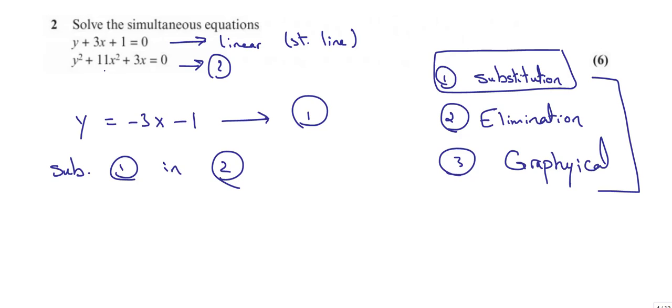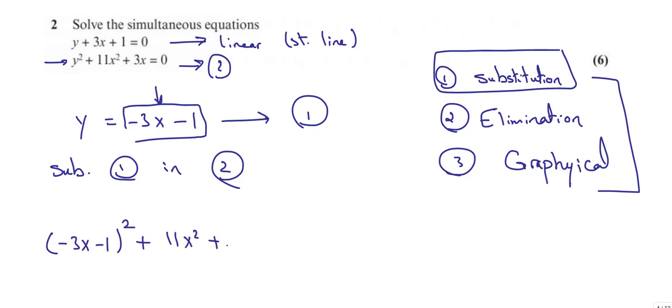يعني you go to the equation 2 and instead of writing y power 2, you don't write y and you replace it with what? You replace it with this. So I open brackets like this and I write minus 3x minus 1. Instead of writing y, we are substituting y equal negative 3x minus 1. يعني كل y تقابلني هنا هشيلها واحط مكانها ايه؟ I'll put this. So plus 11x squared plus 3x.